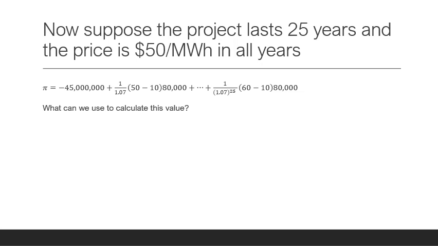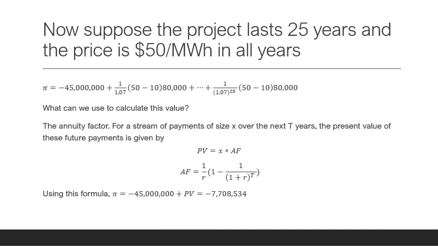What can we use to calculate this value? We can use the annuity factor. For a stream of payments of size x over the next t years, the present value of these future payments is given by present value equals x times the annuity factor, where the annuity factor again is 1 over r times 1 minus 1 over 1 plus r to the capital T, where T is the end time period. So using this formula, we get profits are equal to negative 45 million plus the present value, which is equal to negative $7,708,534. So it's not profitable.